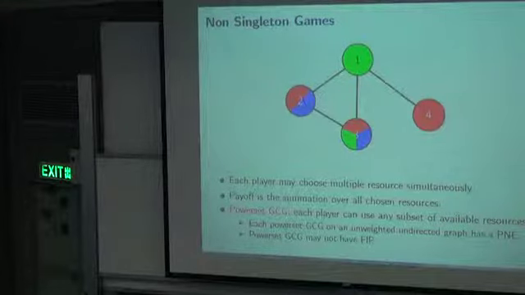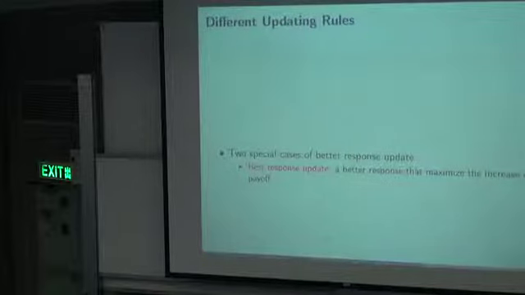Now, this leads us to think about the following question. It doesn't have the finite improvement property. What does it mean? Does it mean that allowing people to self-organize may not converge? Or maybe it means that the updating rule is not good enough? So this motivates us to look at a different updating rule.